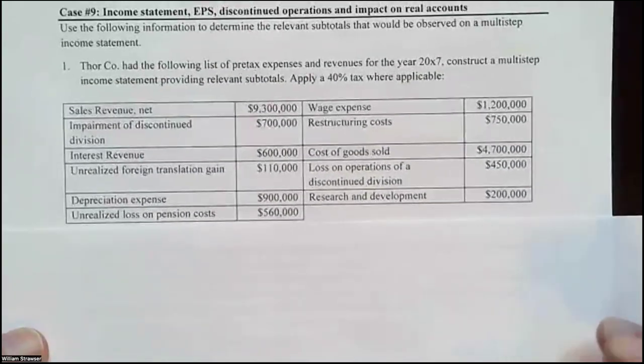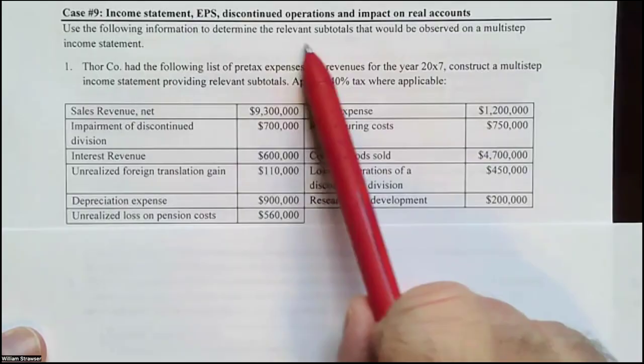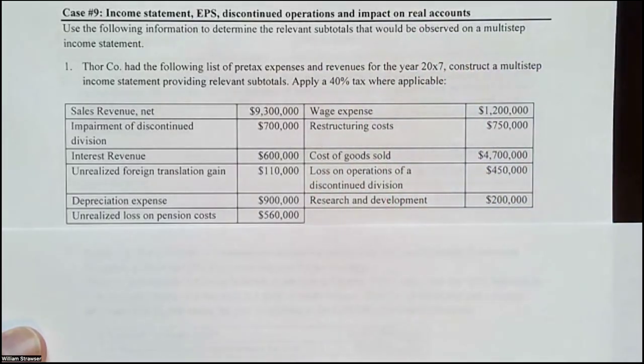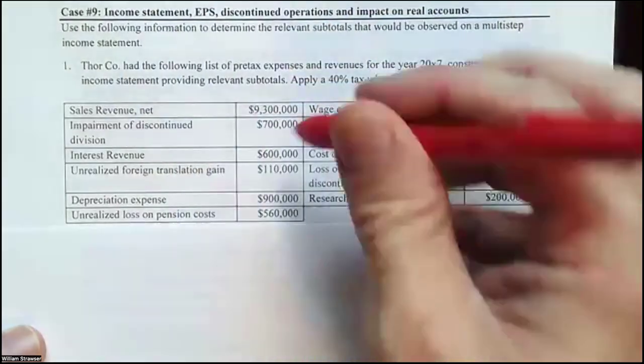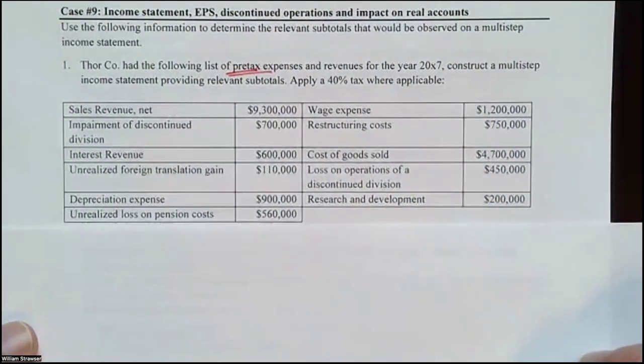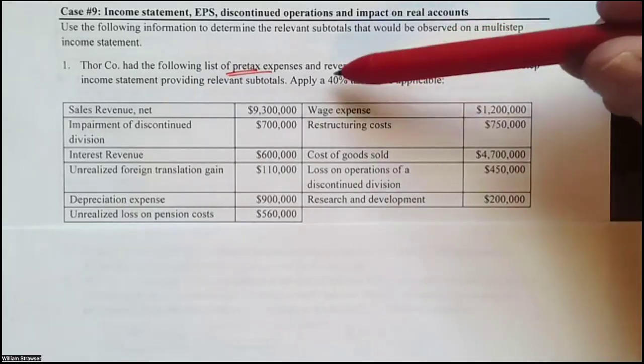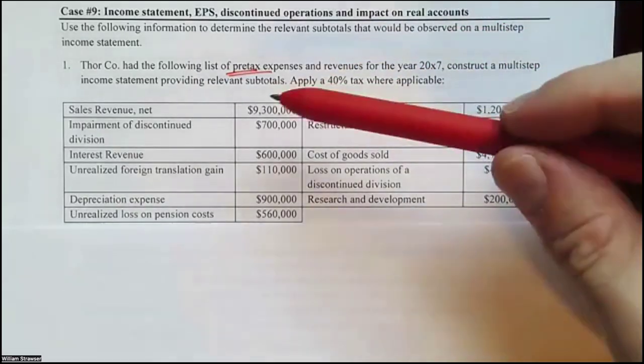But without further ado, all right, we have to get the following information: determine relevant subtotals on a multi-step income statement. By default, it's pre-tax, but just be sure that you recognize whether an amount I'm talking about is pre-tax or after tax. I tend to give everything in pre-tax, so if it doesn't say or you're not sure, pre-tax is a safe assumption, but I tend to tag everything pre-tax. This is for the year 20X7. Apply a 40% tax where it's needed.